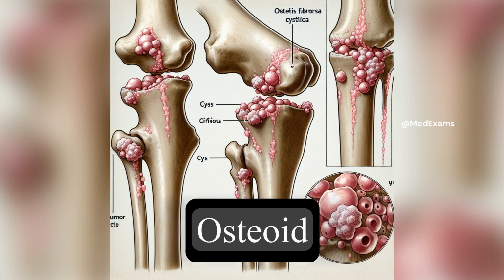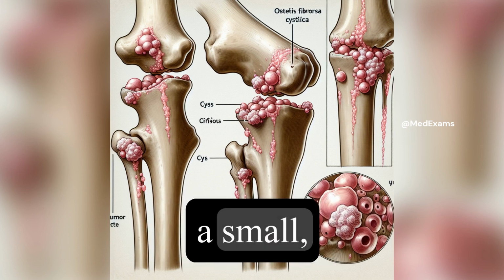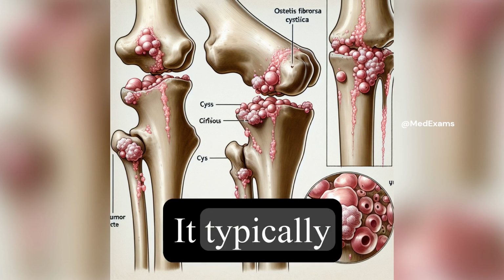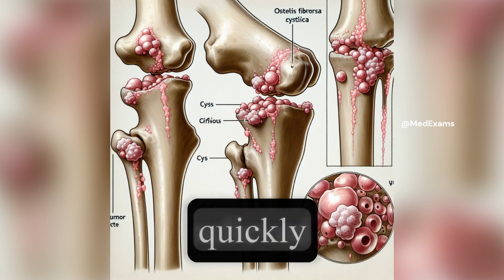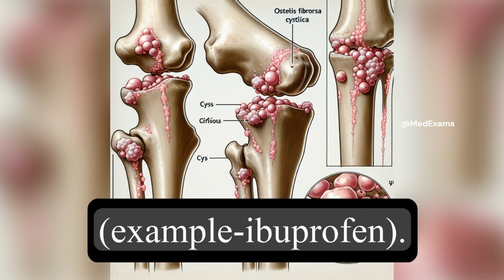Choice F. Osteoid osteoma is another benign bone tumor that appears on imaging as a small, round lucency. It typically causes nocturnal pain that is quickly relieved by nonsteroidal anti-inflammatory medications, for example ibuprofen.